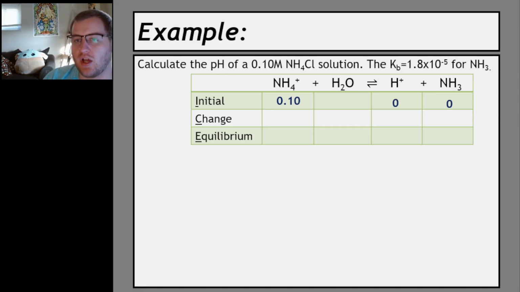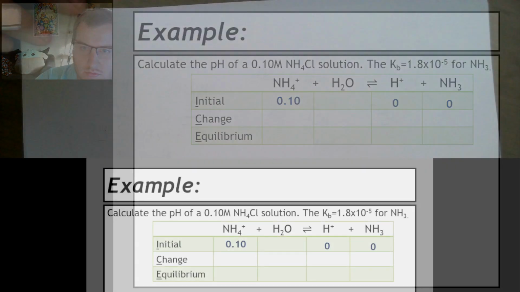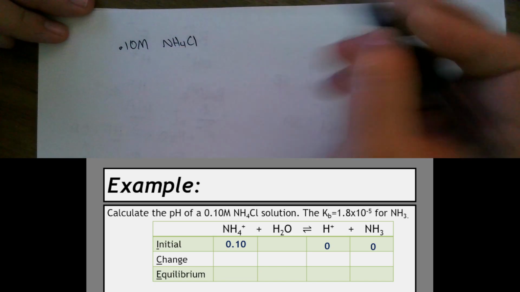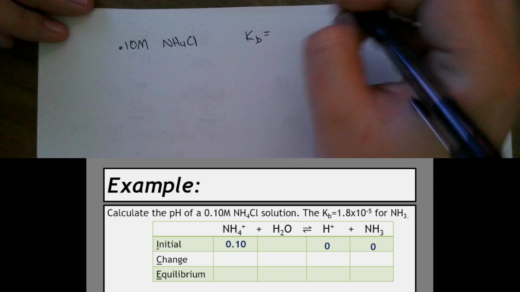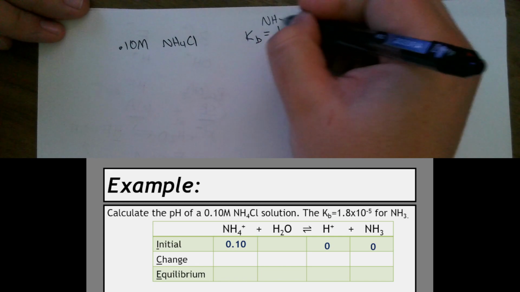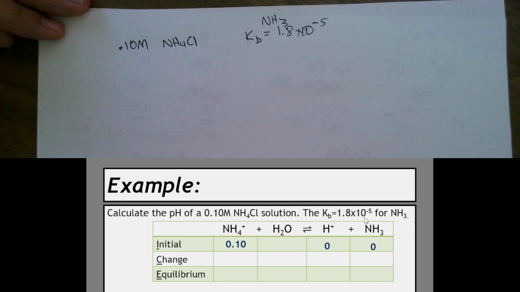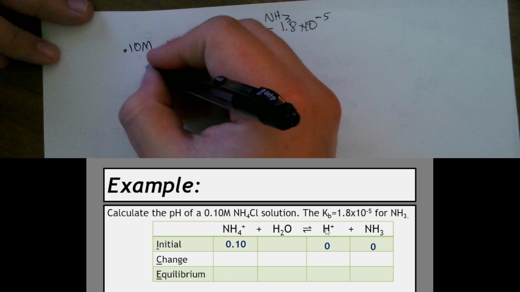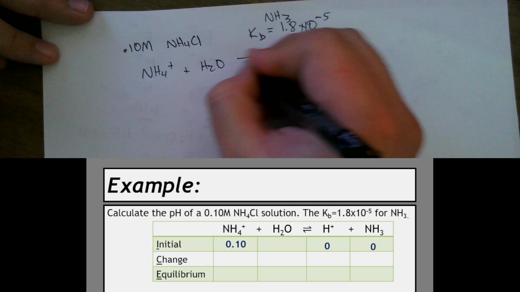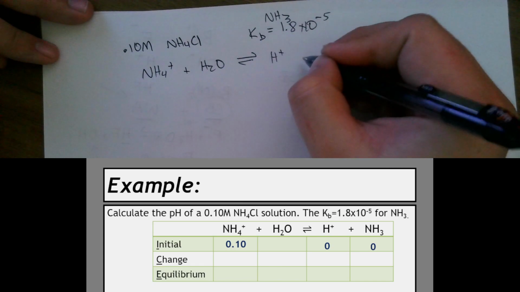I'm gonna calculate the pH of 0.1 molar NH4Cl solution. I have its Kb of NH3 equals 1.8 times 10 to the minus 5. Now, I need to read this very carefully. This is the Kb of NH3, which is over here on this reaction, which is kind of weird. We're dealing with NH4, but it gives us NH3's Kb, so we'll come back to that in a bit. My reaction's already written for me nicely. NH4 plus H2O yields H plus NH3.